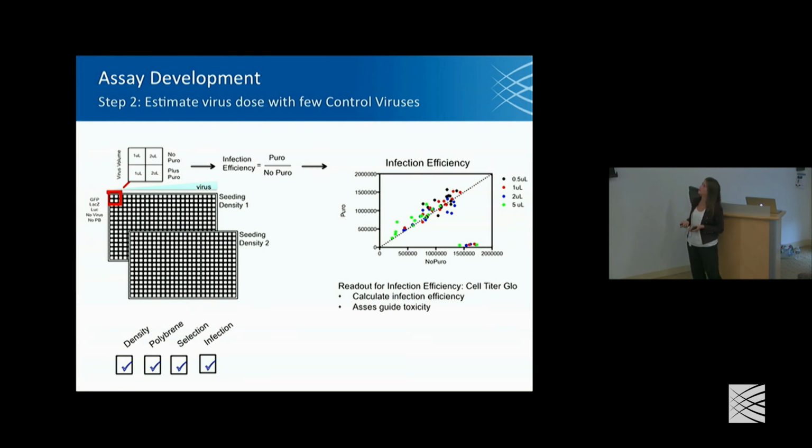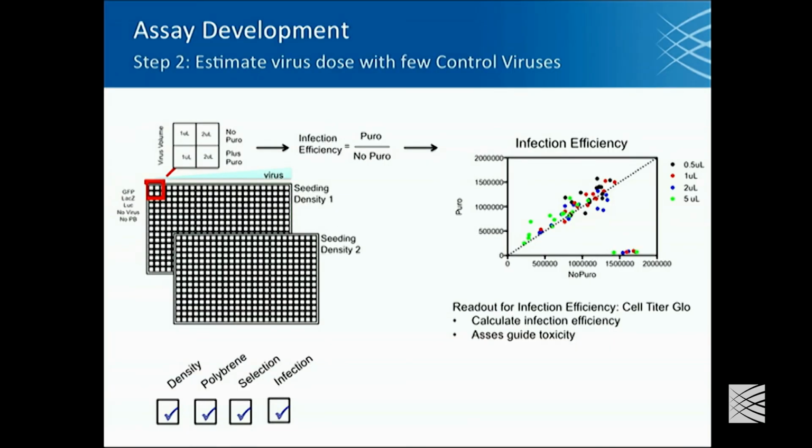After those 3 variables are optimized, we then move into, as I mentioned, the virus dose using a few control viruses. What I'm showing over here is a 384 well plate again, and the box in red is highlighting one quadrant of the plate. Here you can infect with 2 virus volumes. One column is going to get 1 microliter and the other column will get 2. But one row will get no puro and the other row will get plus puro.